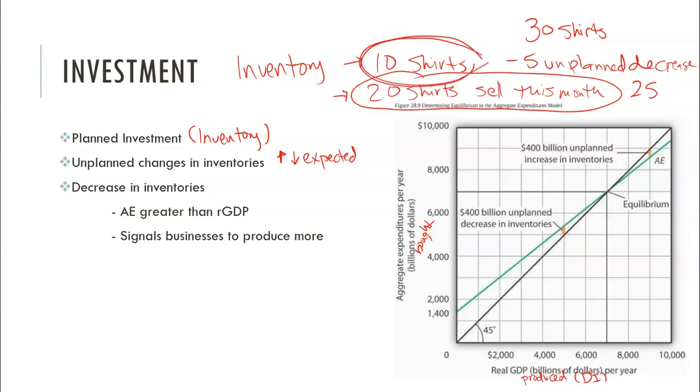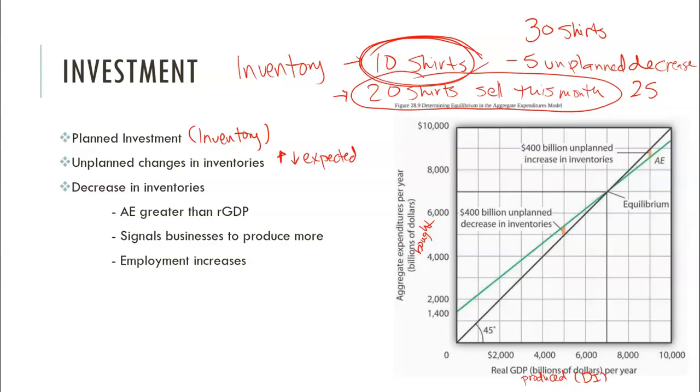So I want to have 10 shirts in inventory. If I only have 5, what I'm going to do next month is produce more. So I'm going to produce an extra 5, right? Because I actually need 10 shirts in inventory, and then I need 25 to sell. So I really need to be producing 35 shirts. And so I'm going to produce that extra 5 so that I hit my inventory mark. So I'm going to increase production in the next period.